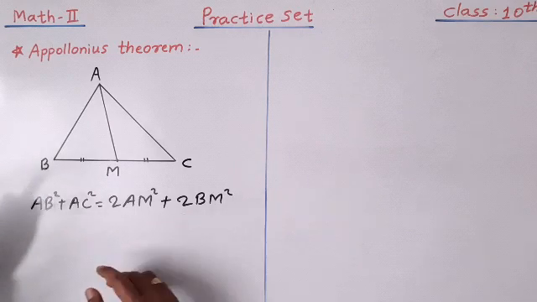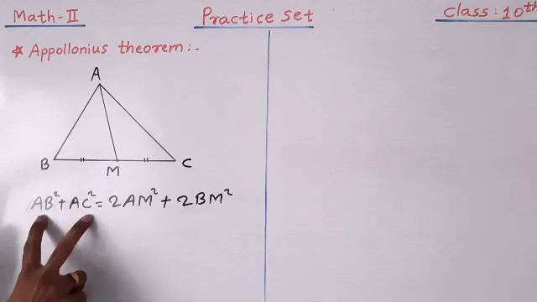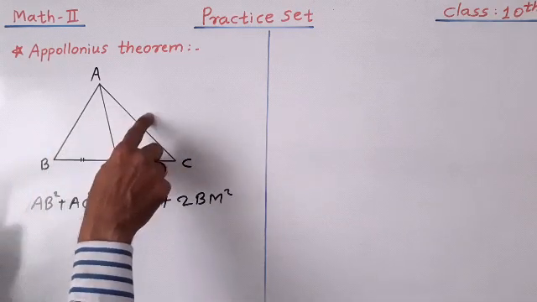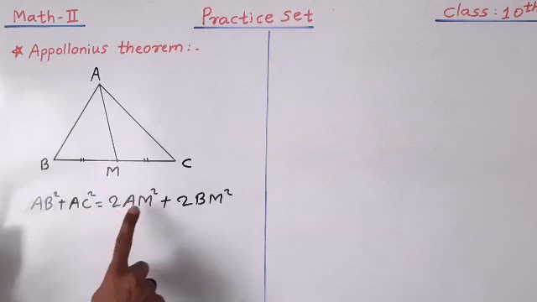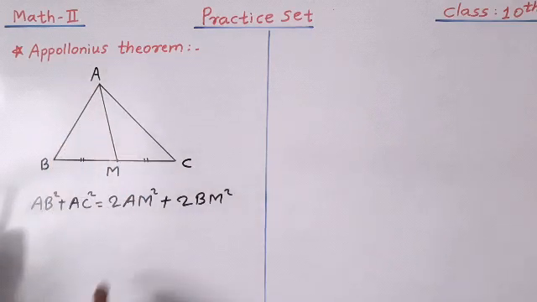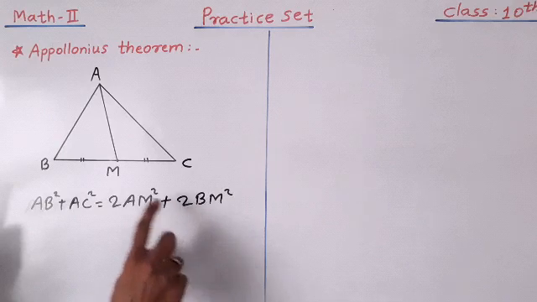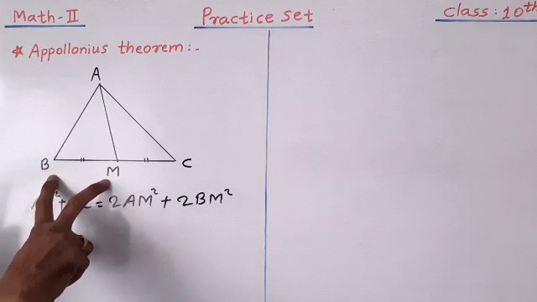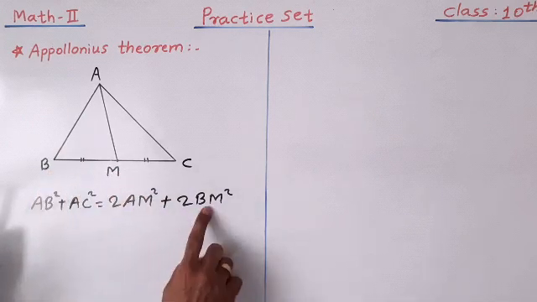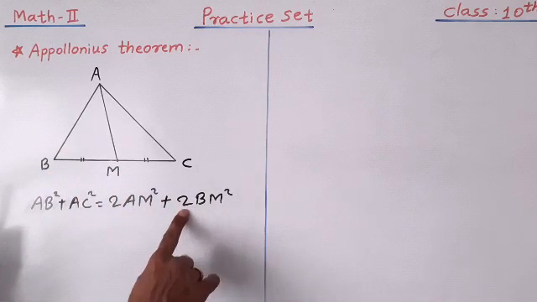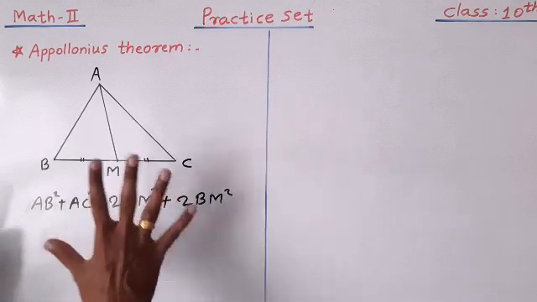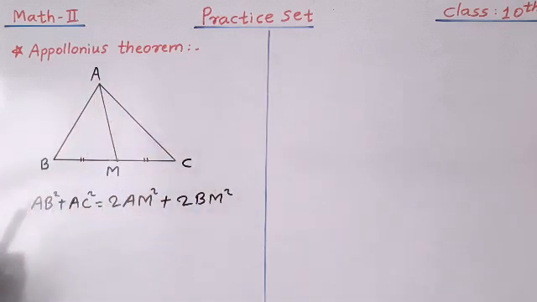Or you can also remember Apollonius theorem as: the sum of the squares of two sides of the triangle is equal to 2 times the square of the median plus 2 times the square of any one of the two congruent segments. Means you can take BM square or you can also take CM square here. But 2 should be multiplied there. Okay, this is Apollonius theorem, and in that way you have to remember it. You have to see the figure here and directly apply the Apollonius theorem.